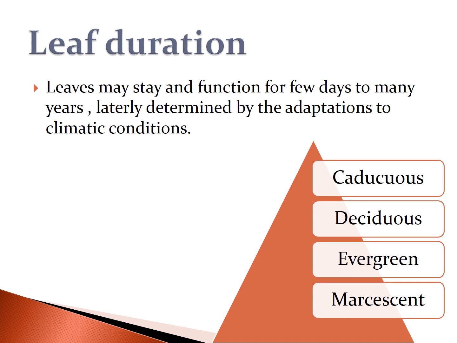Based on leaf duration, there are four types. First one is caducous, second is deciduous, third is evergreen, and fourth is marcescent. First, caducous: falling soon after formation. For example, cycas. This is a very best example for caducous. Then deciduous: falling at the end of the growing season so that the plant is leafless in winter or summer season.